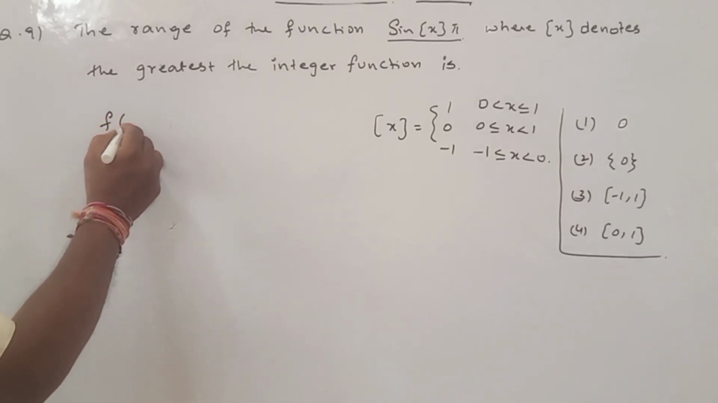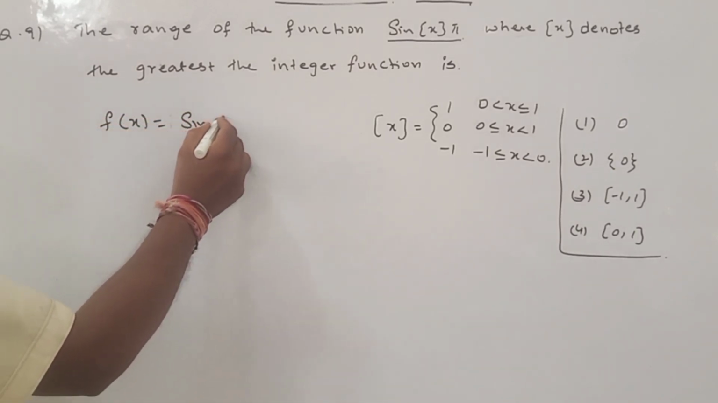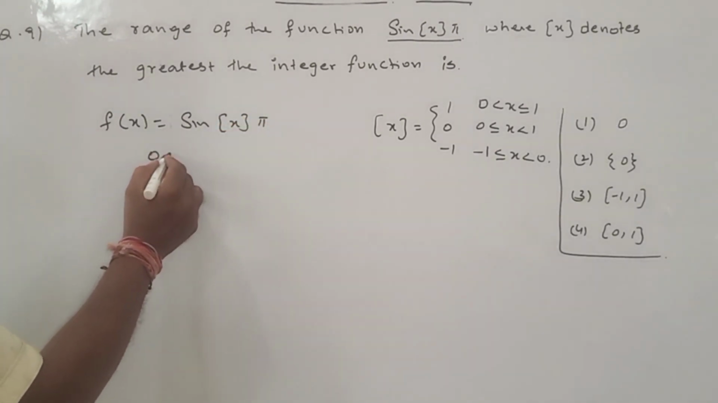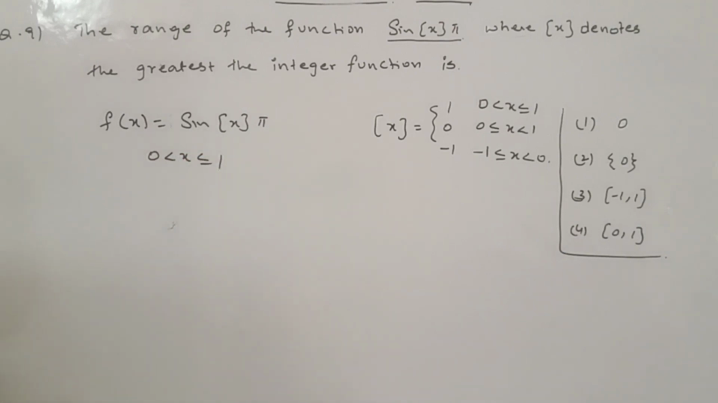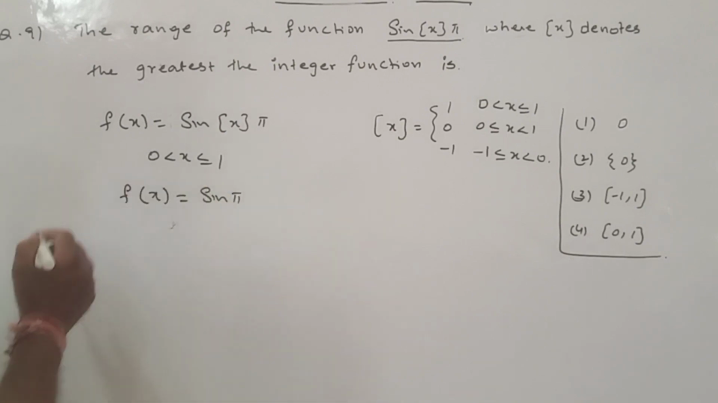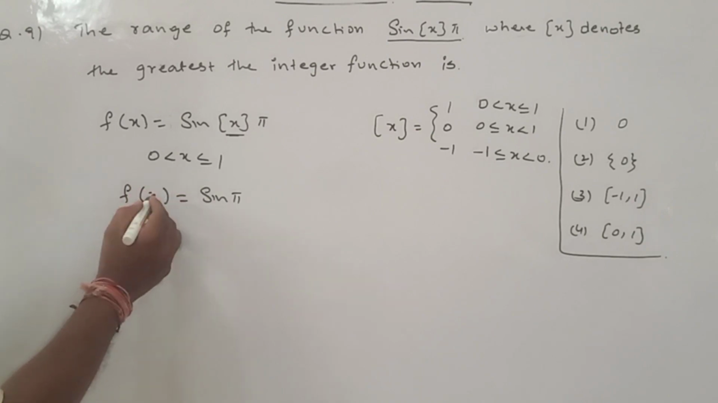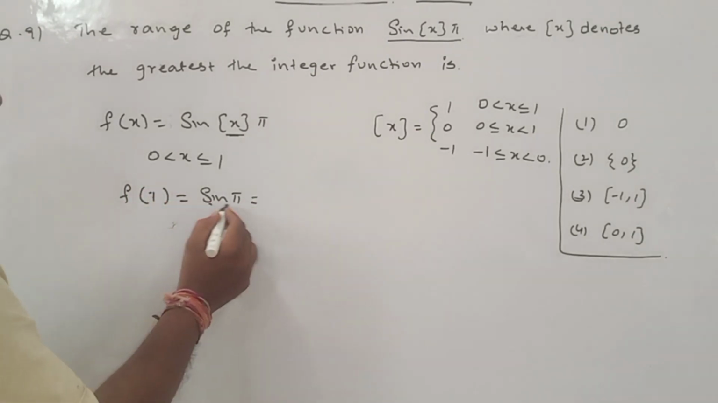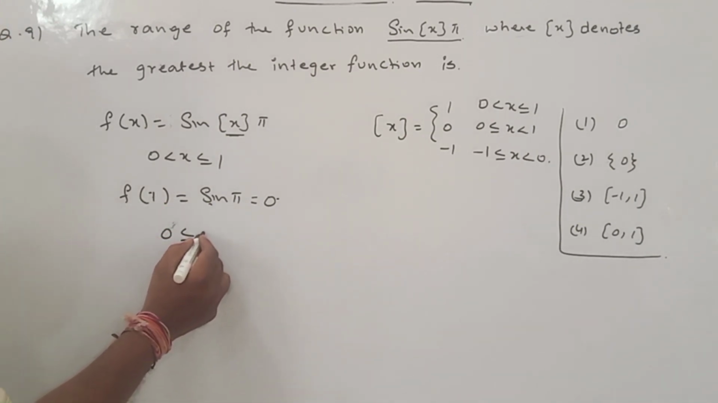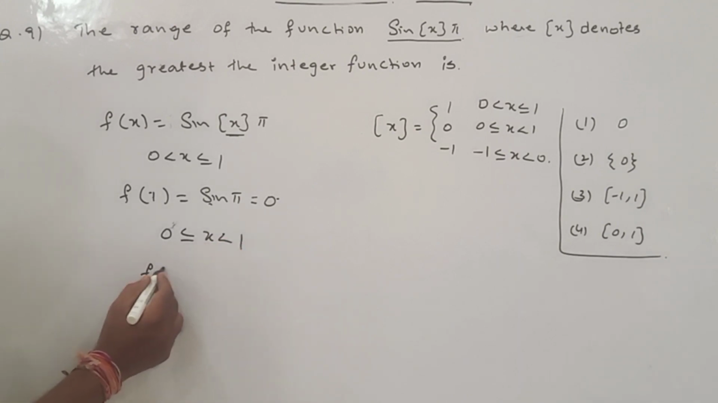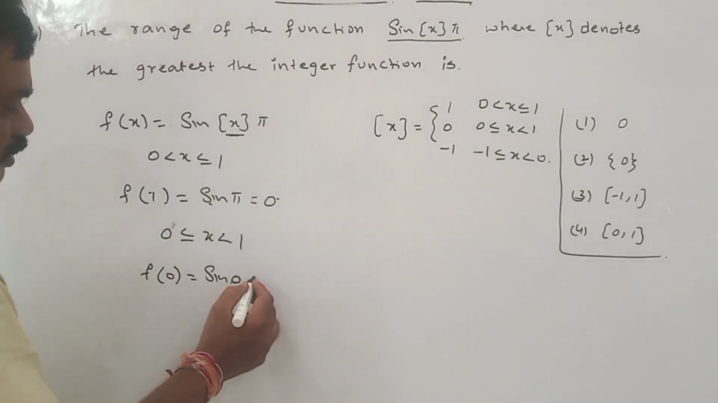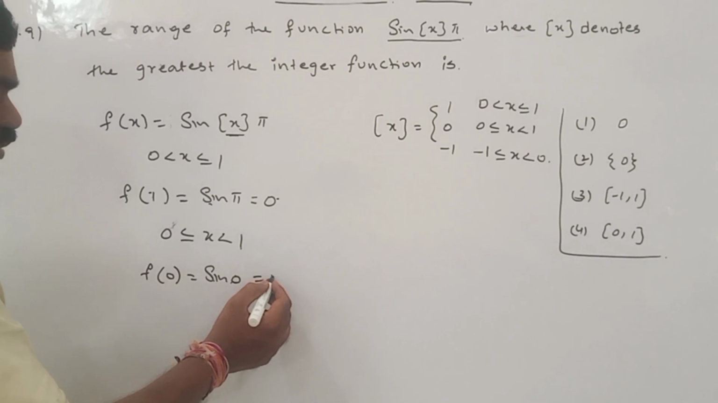So here f of x is equal to sin of [x] times pi. First condition, 0 less than x less than or equal to 1. So what is [x]? Its value is 1. So f of 1 is equal to sin pi, value 0. Next condition, 0 less than or equal to x less than 1. So f of 0 is equal to sin 0 times pi, which is 0.